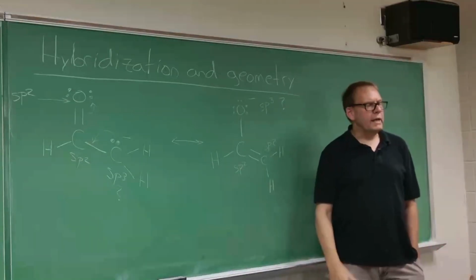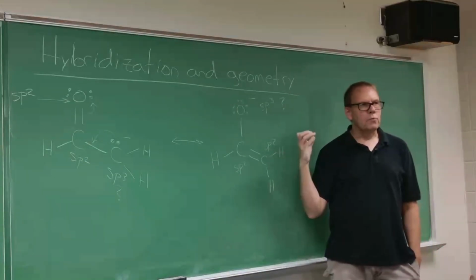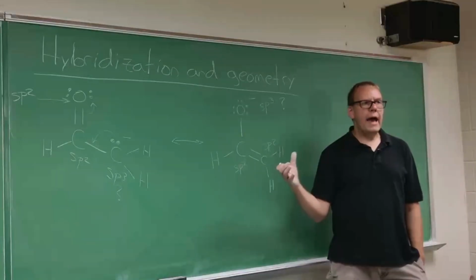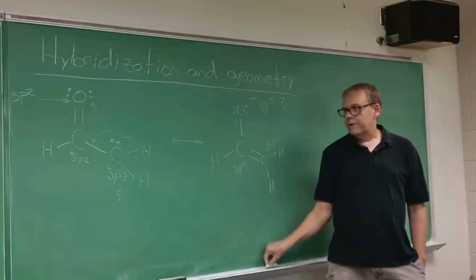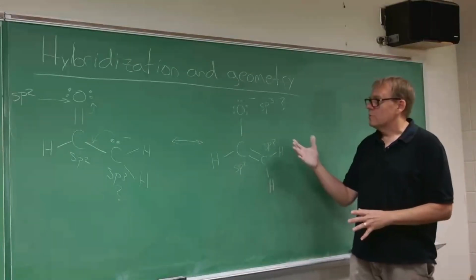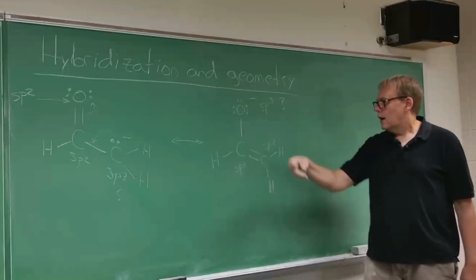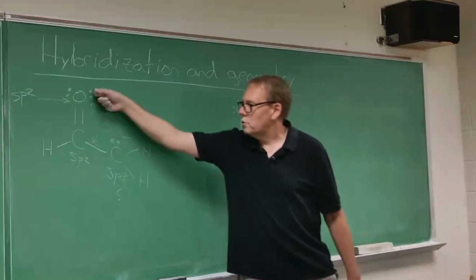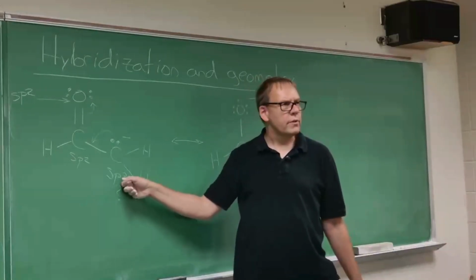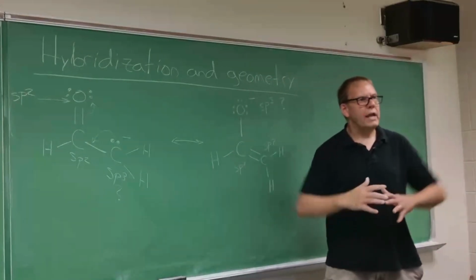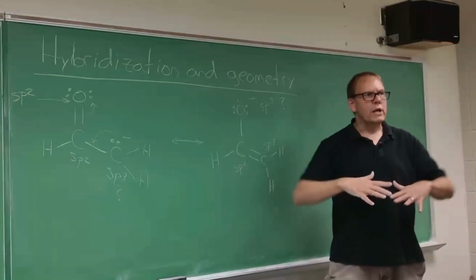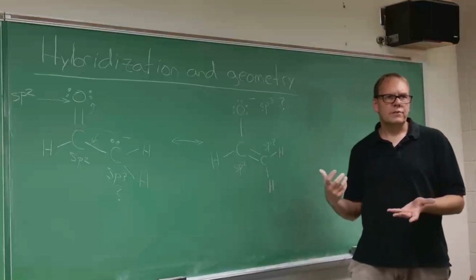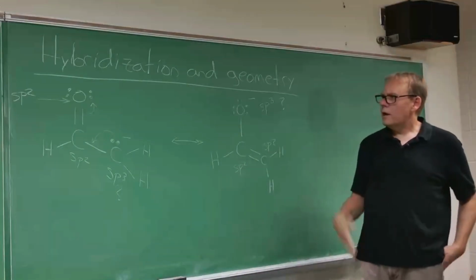The problem is it can't be both, because in resonance structures the atoms don't move. If it were really so, they have different geometries. This one's tetrahedral, that one is trigonal planar. This one's trigonal planar, that one would be tetrahedral then. And it can't be both, because the molecule can't change geometries between resonance structures, because it's the same molecule. So it's got to be one or the other.